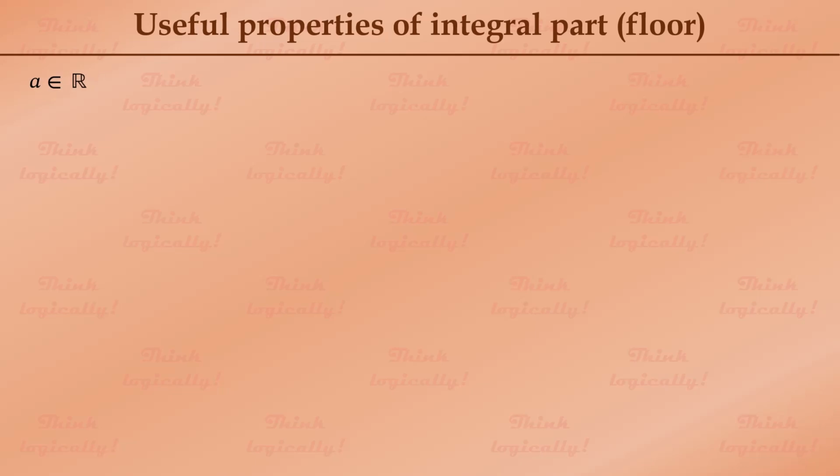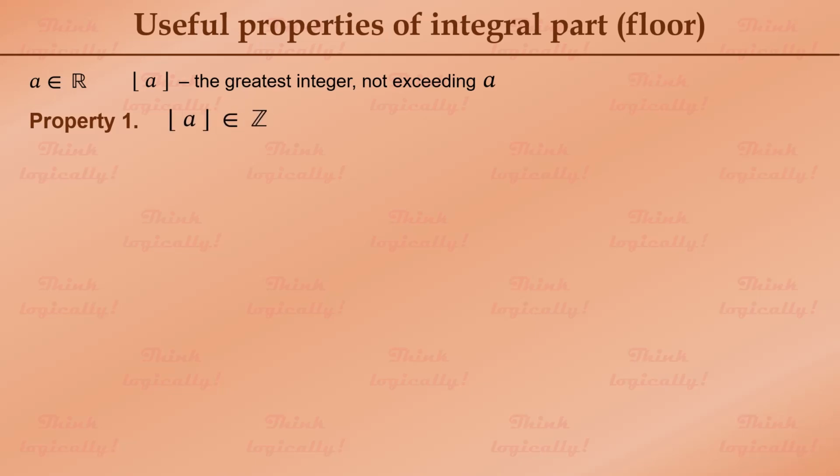So letter A will always stand for a real number. And the integral part of A is by definition the greatest integer not exceeding A. Lower square brackets indicate that the truncation is always applied down toward the lower integer. Property 1 follows straight from the definition of an integral part. So integral part is an integer. It is not greater than the number. However, the following integer, which is integral part plus 1, is greater than the number.